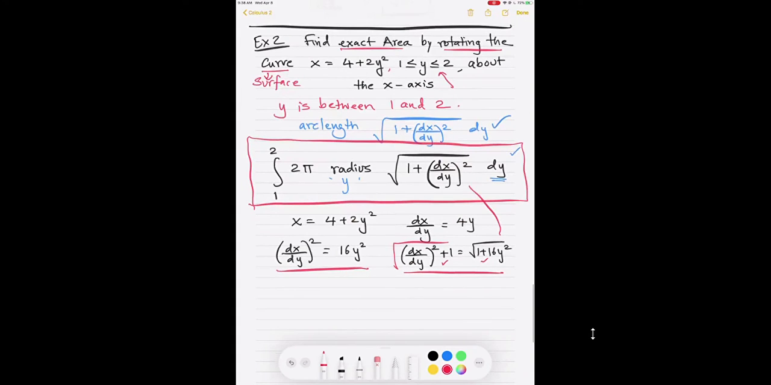So I'm just going to say this time it turns out to be the integral from 1 to 2 of 2 pi y times the square root of 1 plus 16y squared dy.